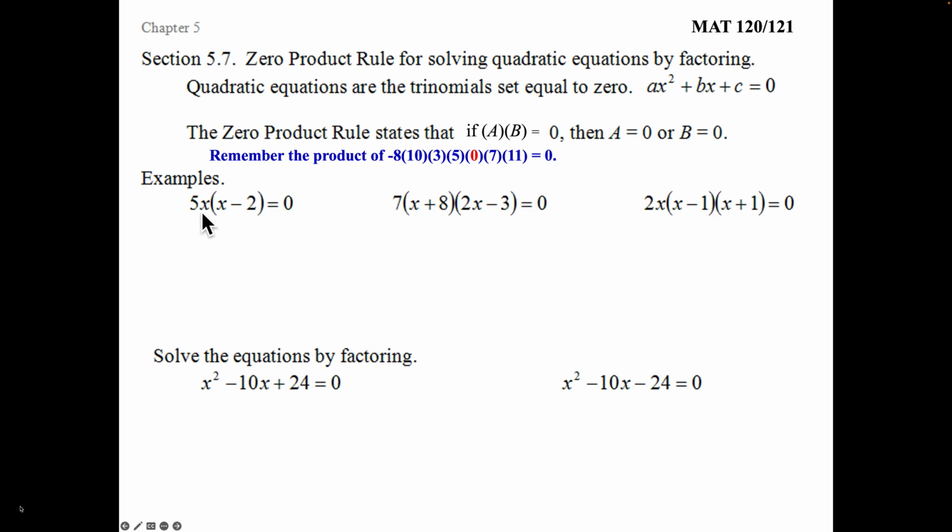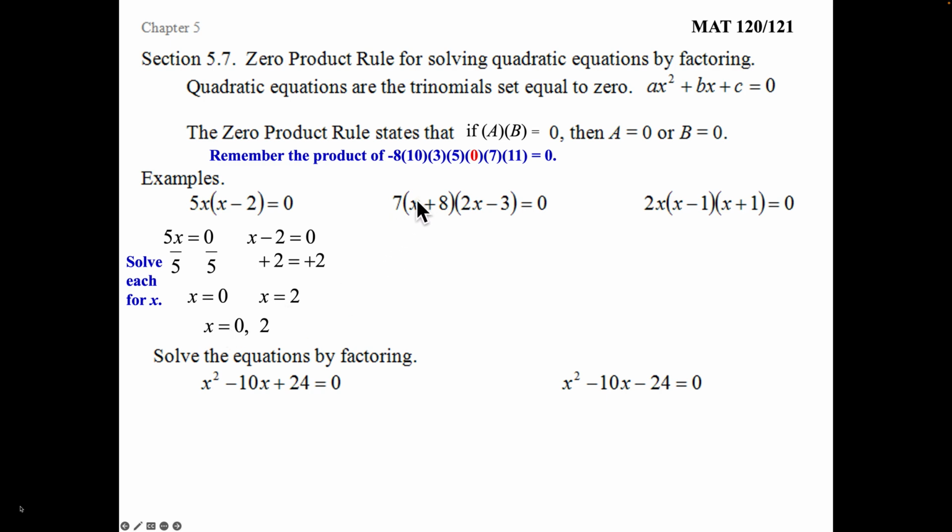So in my first example, we have 5x, that's a factor, times the factor x minus 2 in parentheses. So 5x plays the role of a, x minus 2 plays the role of b. We set them equal to 0. Now we solve each one individually. To solve for x, since I'm multiplying 5 to the x, I'm going to divide 5 from both sides. x is equal to 0. Here I have x minus 2 is equal to 0. I'm subtracting 2, so I'm going to add 2 to both sides. x is equal to 2. Those are my two solutions for x. x is equal to 0 and 2. Both of those answers will work.